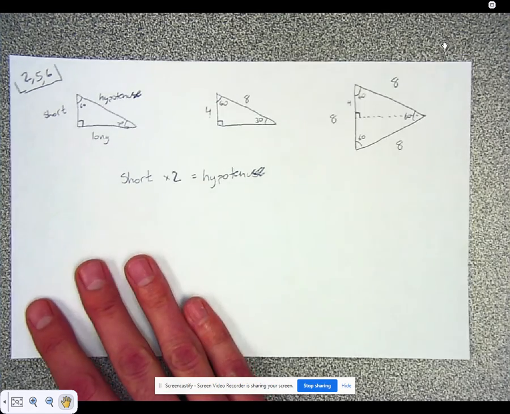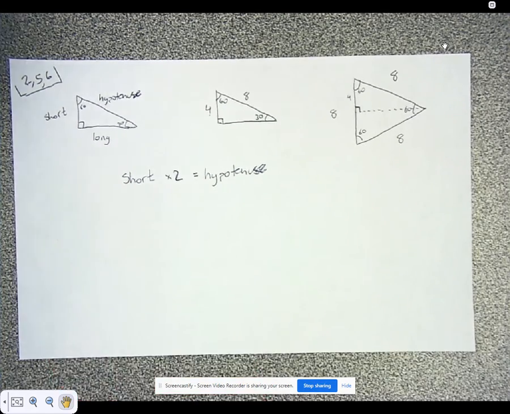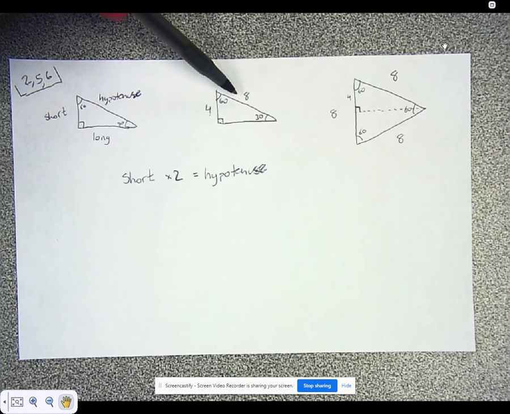So that's the first relationship that we're looking at. If you know the short side, you can always find the hypotenuse by multiplying it by 2. If you know the hypotenuse, you can always find the short side by dividing it by 2.